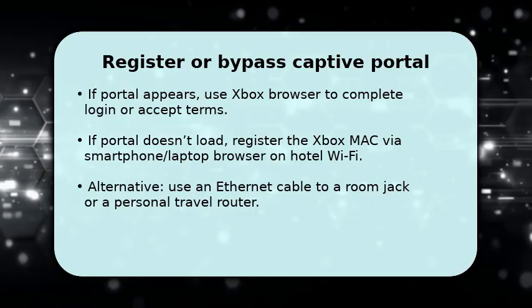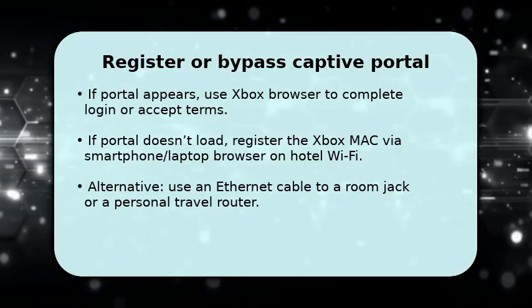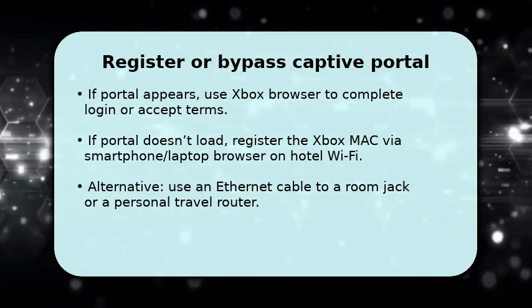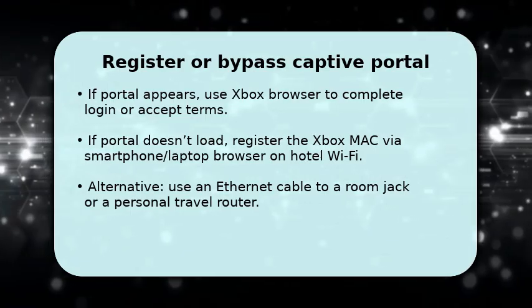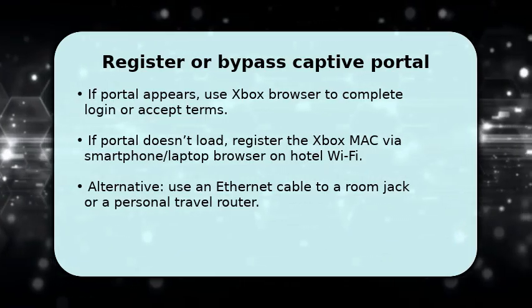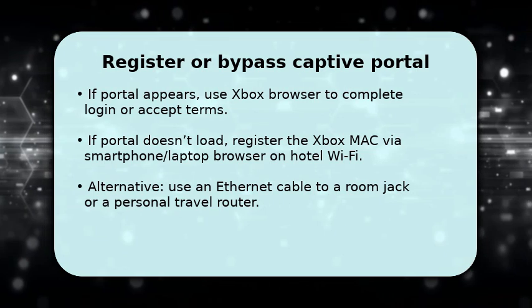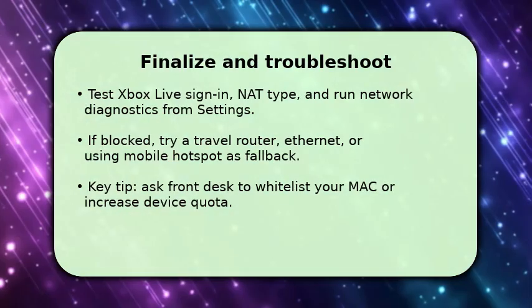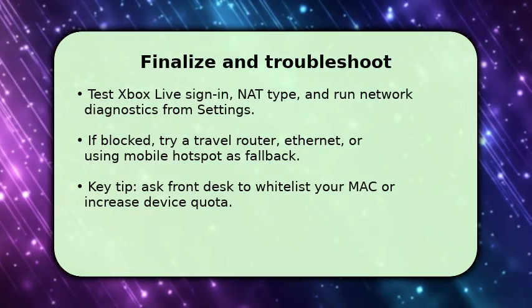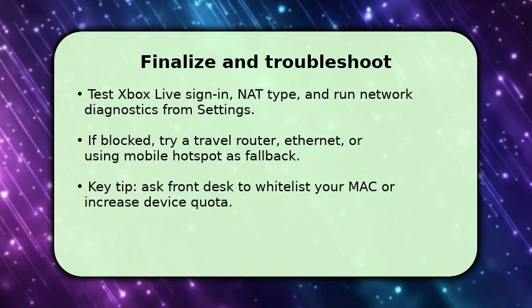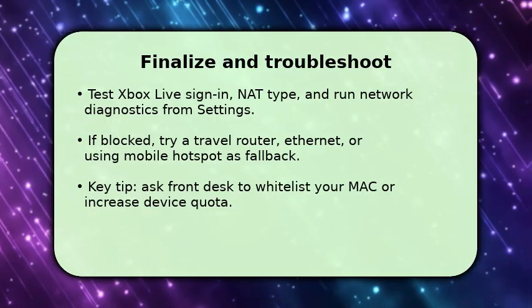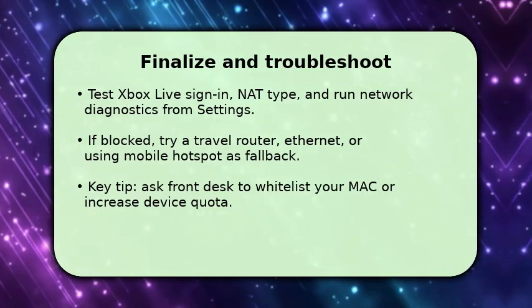Make sure to try an Ethernet cable if available, or use a small travel router to create a private, registered network for your console. Finish by signing into Xbox Live and running network tests to verify NAT, latency, and packet loss. If multiplayer or store purchases fail, retry the portal registration or reboot the console and router.